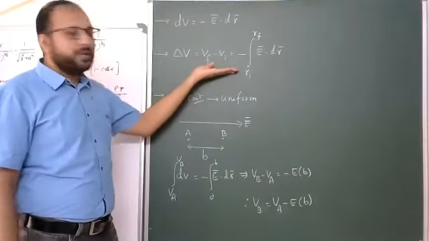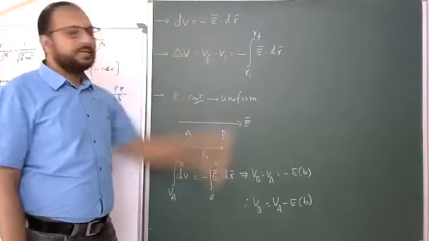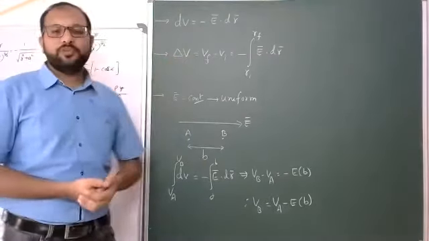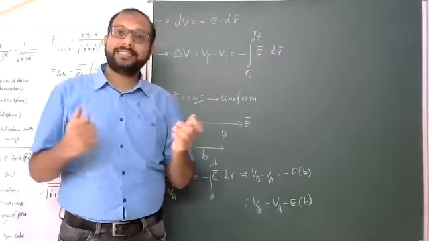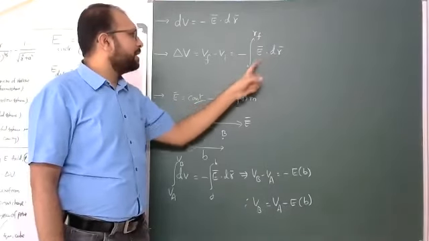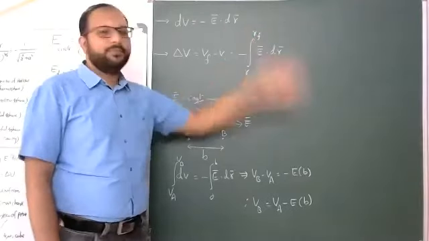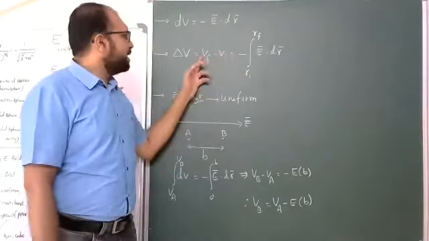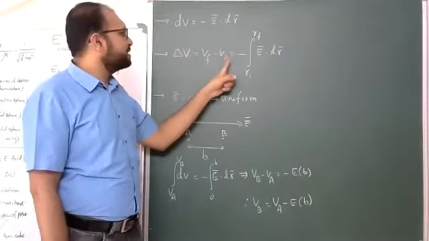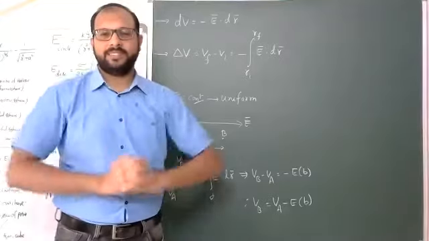Up to here, students, please write in your notebook: dV equal to minus E bar dot dr bar. That is the main equation. Now the potential difference between 2 points in the electric field is delta V equal to minus integral E bar dot dr bar, with lower limit Ri bar, the initial position vector, and upper limit the final position vector. This is final potential minus initial potential equal to minus the integral. Up to here, please write these 2 points.